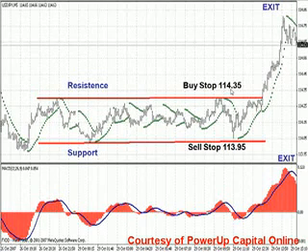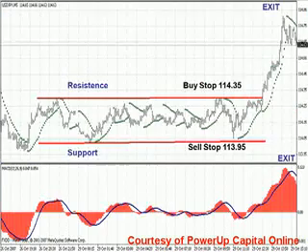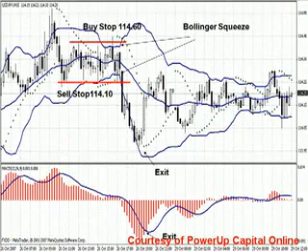So let's say we bought at 114.35. We exit at 114.75. That's about 40 pips. And it's a 5-minute chart. So you notice that in just a few minutes, you made about $400. Let's look at one more chart.